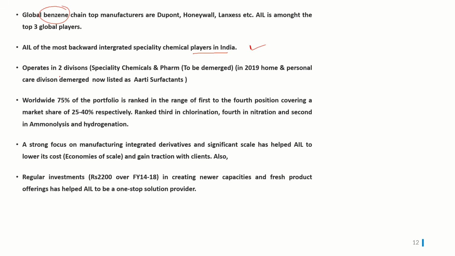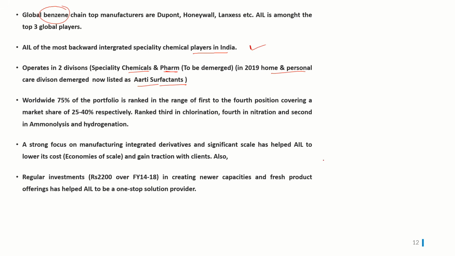Then they are currently operating in 2 divisions. Earlier they were operating in 3 divisions. The majority of its revenue is coming from specialty chemical. They also operate in the pharma segment, which they have announced they will be demerging because it needs its own special attention, as it's growing very fast. And then home and personal care was a division that they have now demerged. It is listed as Aarti Surfactants, right?